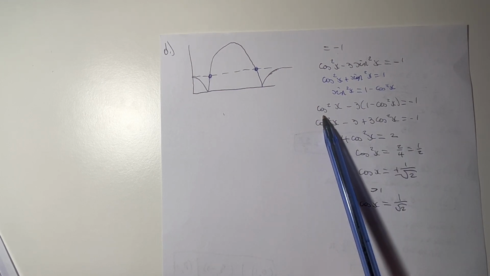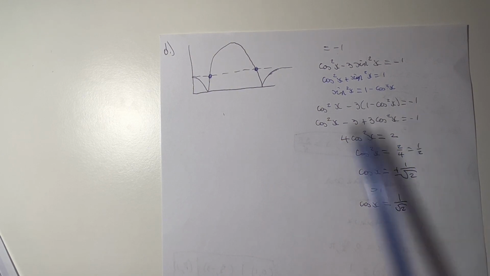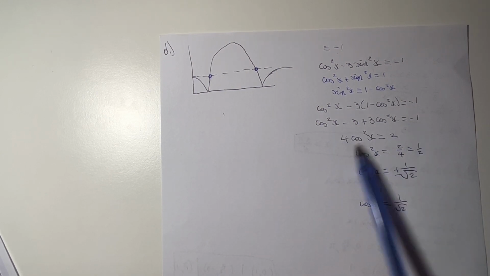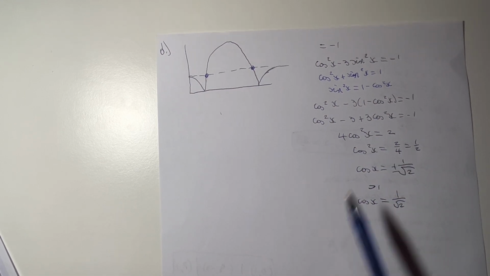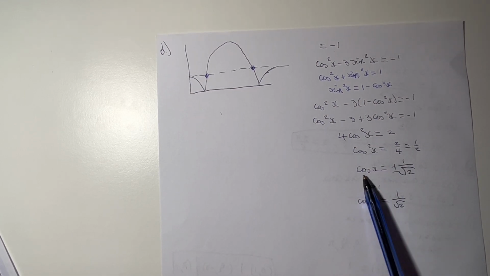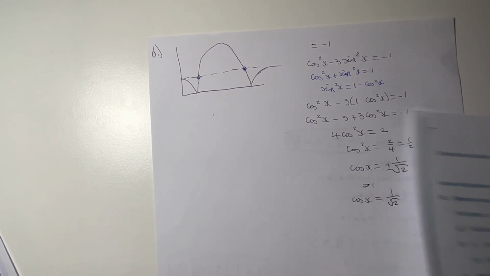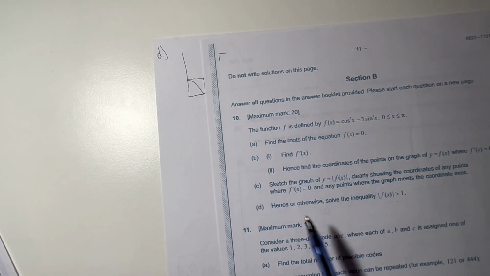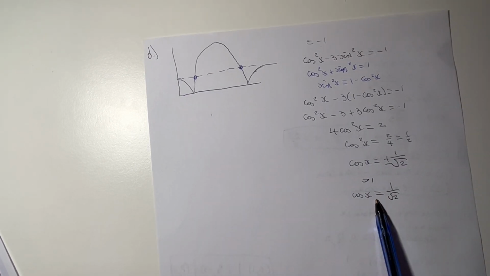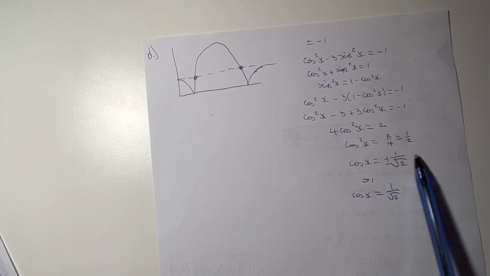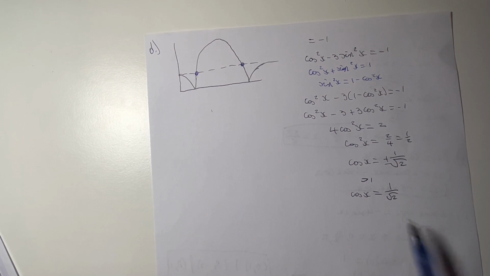Next I'm left with cos squared x minus 3 times brackets 1 minus cos squared x is equal to negative 1. Here I simply expand, and here I add them up together. Next I'm left with cos squared x is equal to a half. I can make this cos x is equal to plus or minus 1 over root 2. And if we take a look again at the question, it's asking us to find out when it's greater than 1. Well, there's only one answer for that. It's not negative, it's simply 1 over root 2. And that's our final answer.